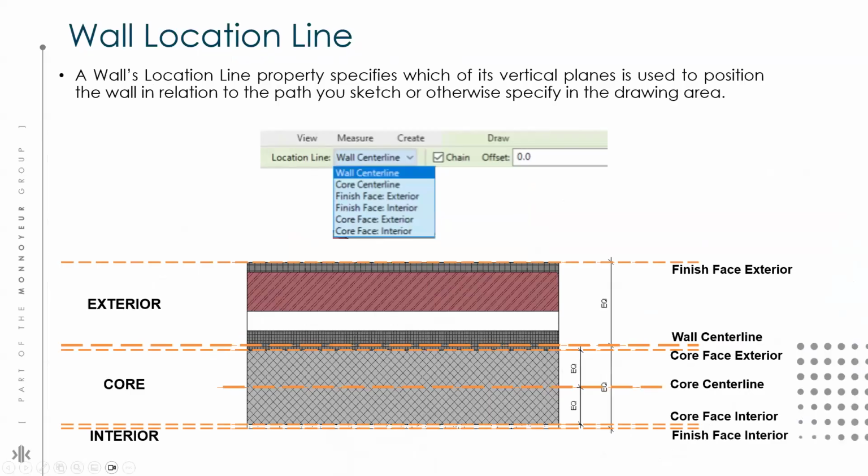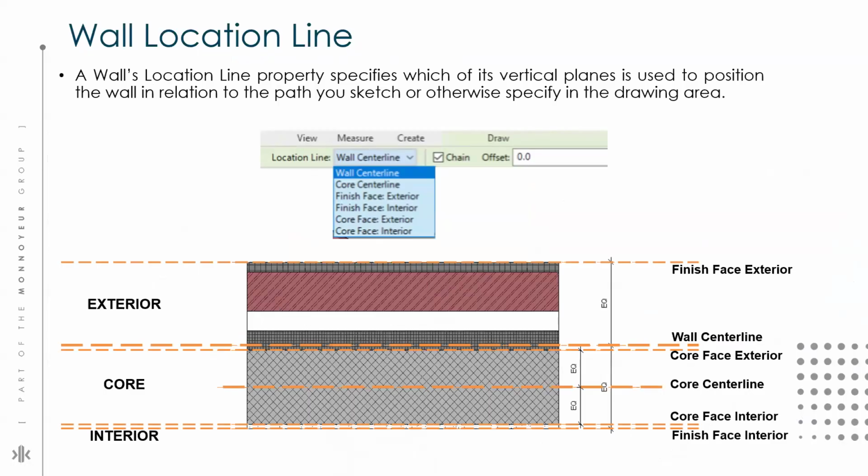So location line property specifies which of its vertical planes is used to position the wall in relation to the path you sketch or otherwise specify in the drawing area. That means that even if you're creating a line, a rectangle, or picking a line, where the wall is placed will matter as per the location line.